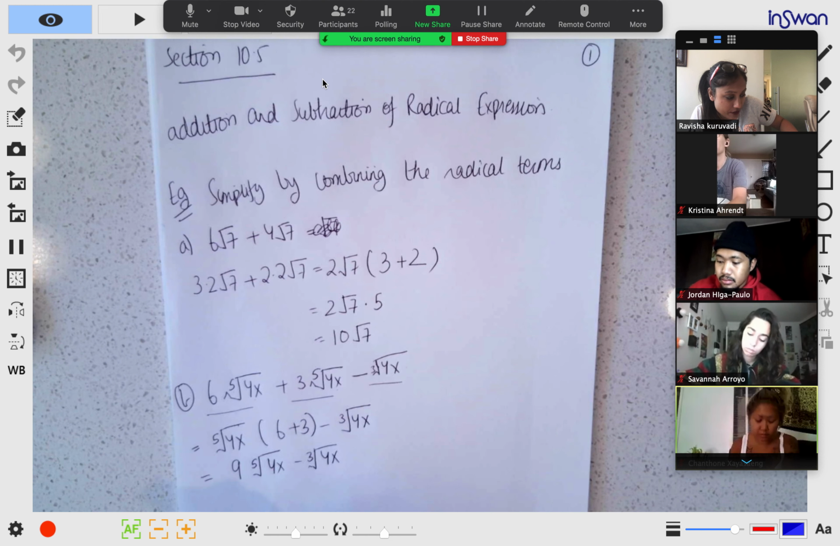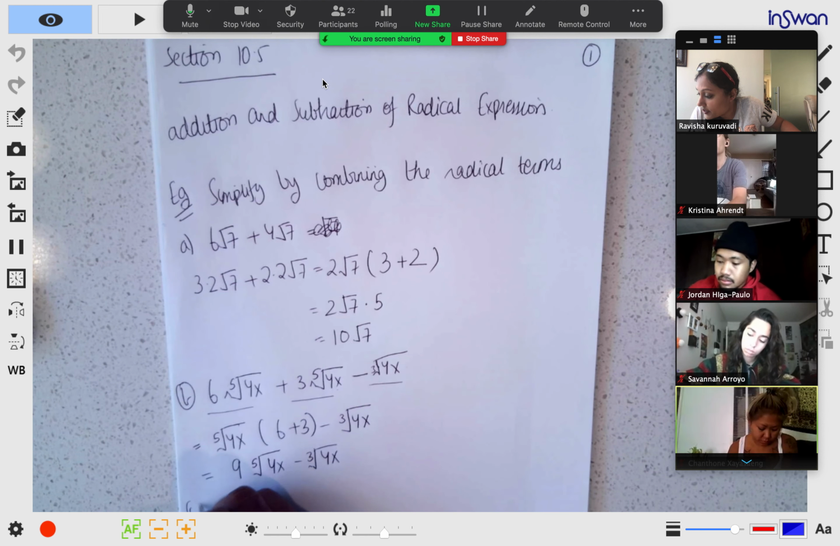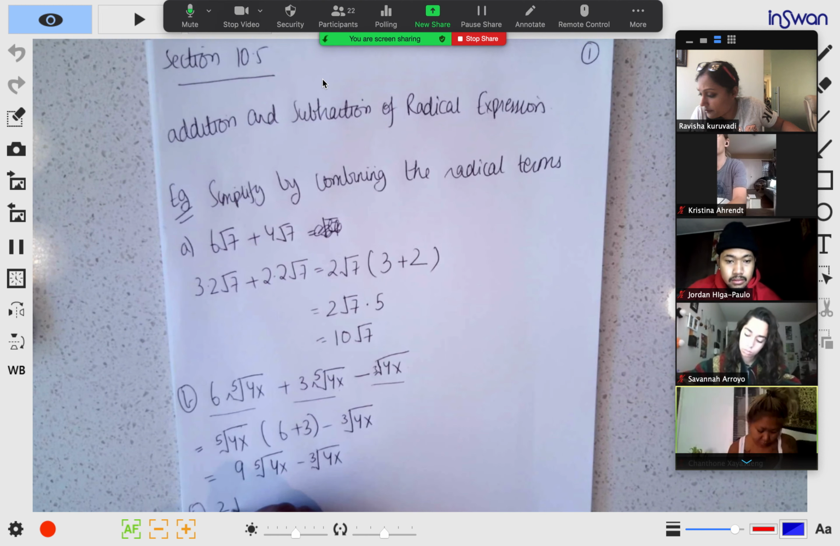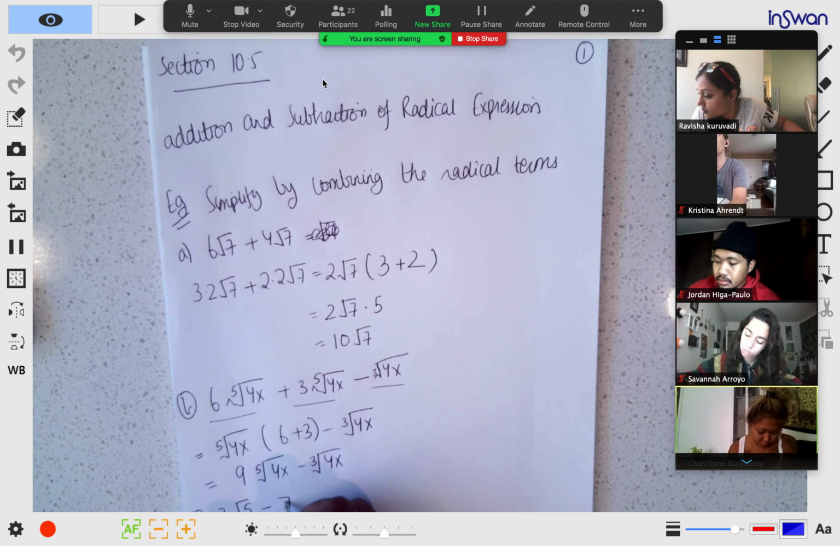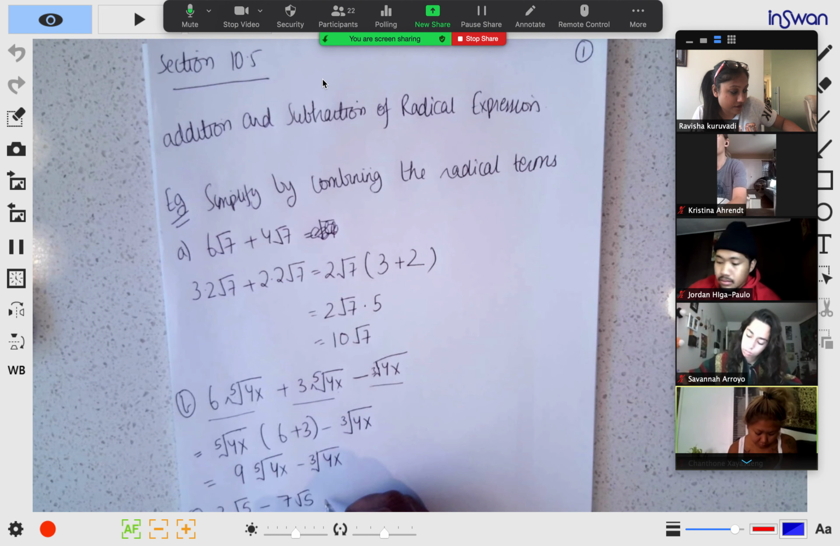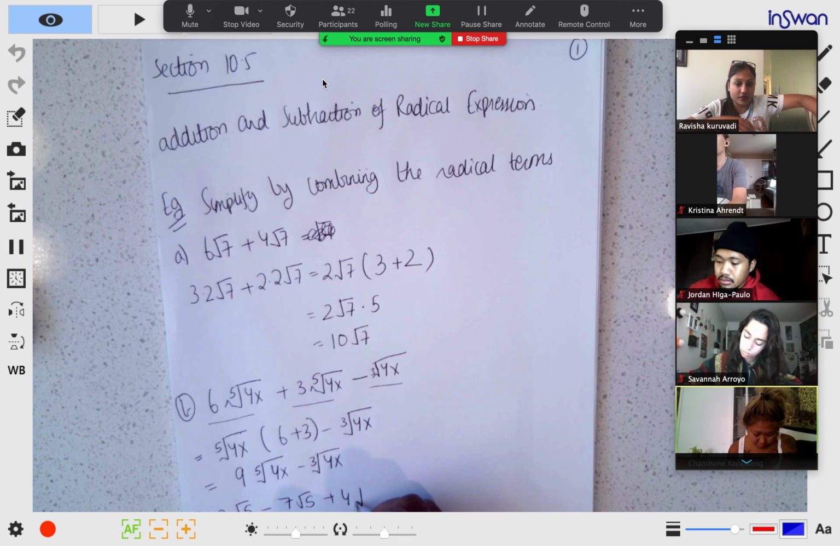2 square root of 5 minus 7 square root of 5 plus 4 square root of 5. Do this problem. Sorry, let me show you.